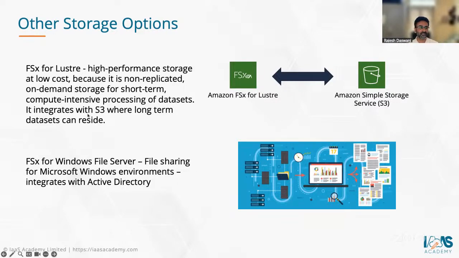You also have FSx for Lustre, which is high-performance storage that gives you on-demand, short-term, compute-intensive processing of your data sets, and it integrates with S3, where all of your long-term data sets can reside. So the idea is that your long-term data sits in S3. You can pull it into FSx for Lustre to do all of your compute-intensive processing against that data, and then all of the results can be shipped back and stored long-term on S3.